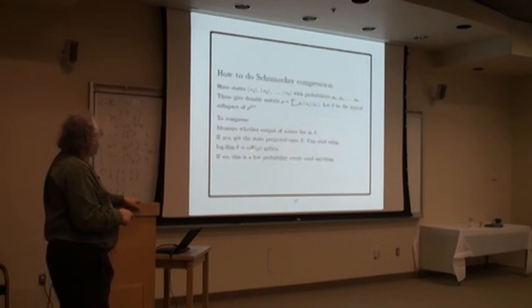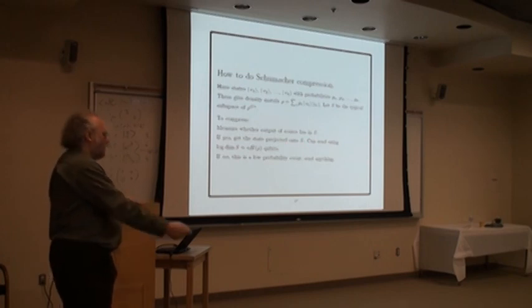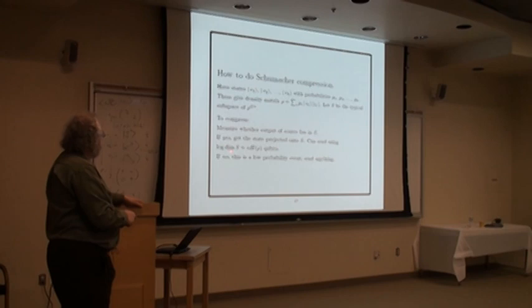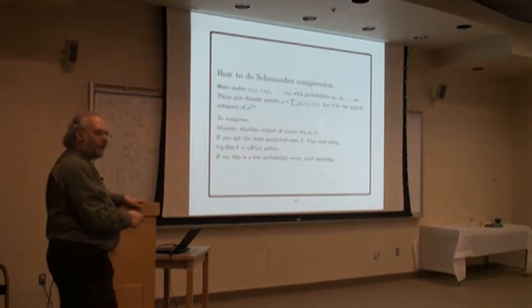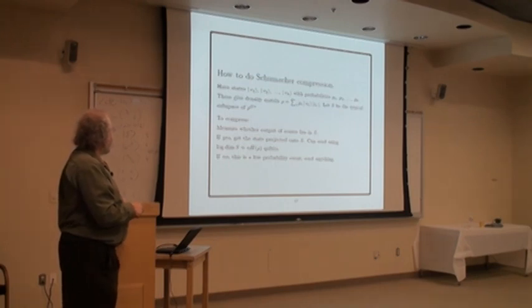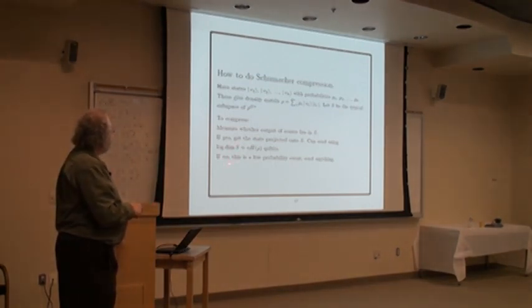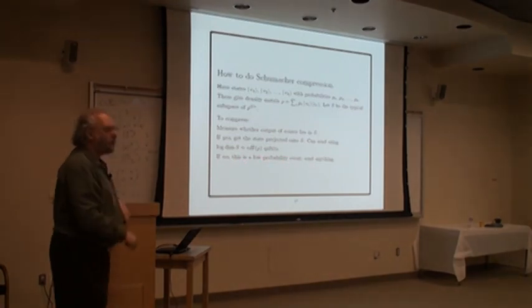And the subspace had 2 to the n times entropy of rho dimension, which means you can apply a unitary transformation which maps it into n times h of rho qubits. Because it's a 2 to the n times h of rho dimensional space, you can represent it as n times h of rho qubits. And if the output is no, then this is a low probability event. You can send anything.